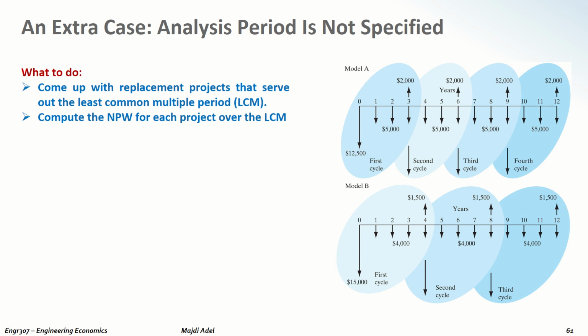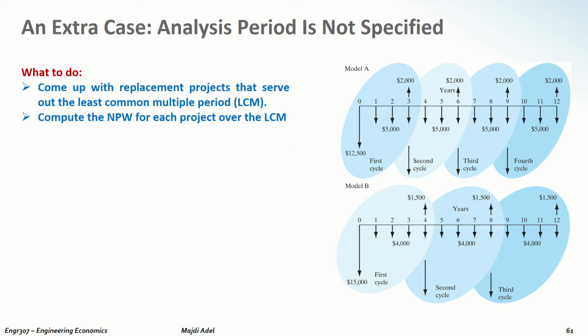Now, when the analysis period is not specified or very long, when we compare between alternatives, we need to find the least common multiple. Then we calculate the present worth.